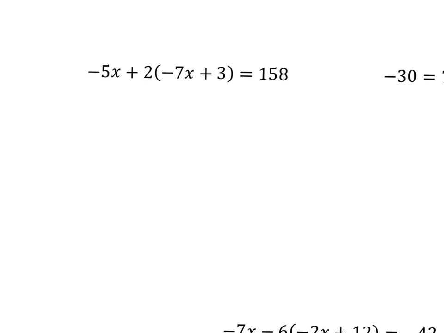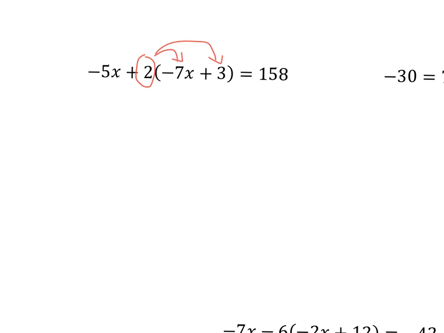Okay, now let's look at somewhere we'll have to do a few more steps. Okay, so this first thing, we have negative 5x plus 2 times the quantity, negative 7x plus 3 is equal to 158. In this case, we just want to take this positive 2 and distribute that to each part of the parentheses before we solve.